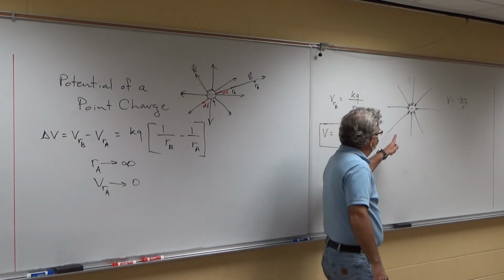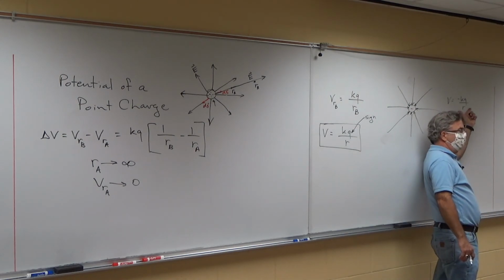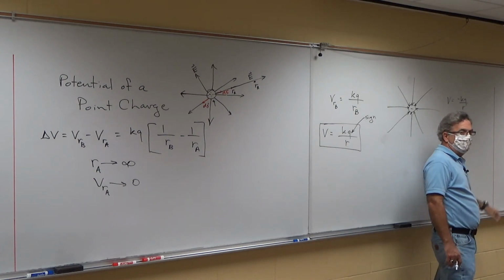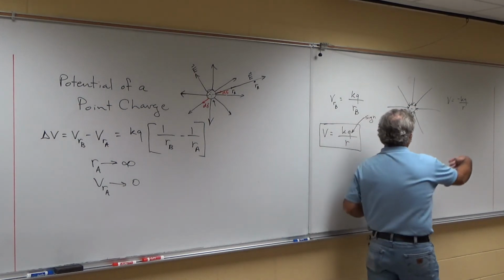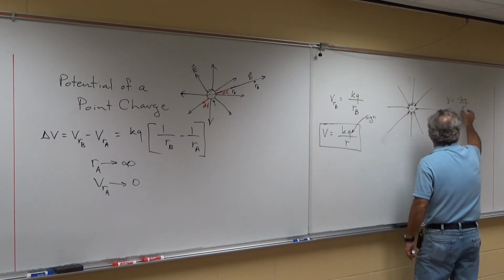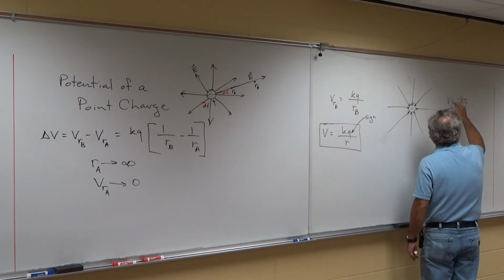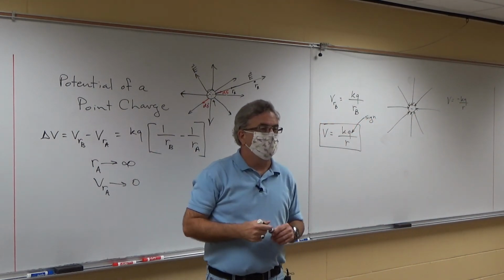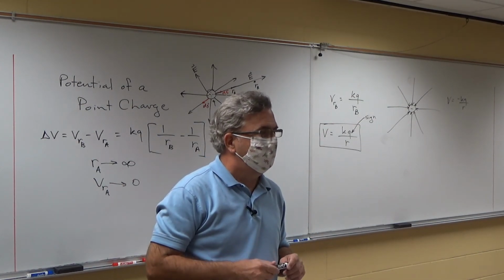If you're moving against the field lines, R is getting larger, and this is getting less negative. You're going up in potential. Yeah? So you move with the field lines, R is getting smaller. This is getting larger in a negative sense. So you're going down in potential. Still works. Okay?